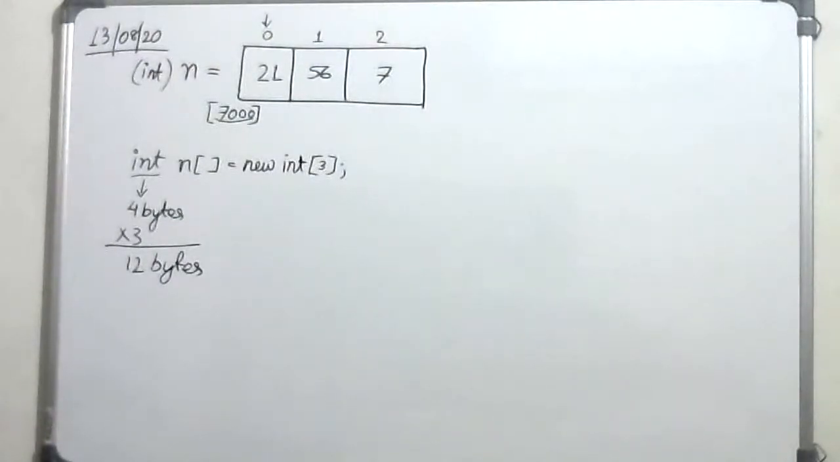I hope it's clear. It's very simple. The amount of memory allocated to an array depends on 2 things. First, the data type of the array, and second, the size of the array. So let me write that down on this side of the board.